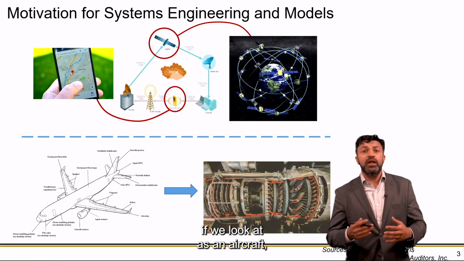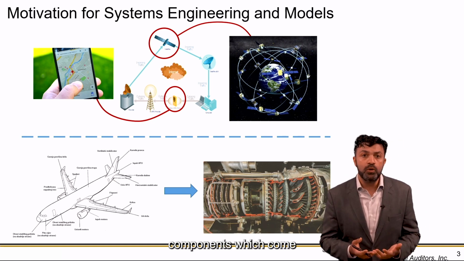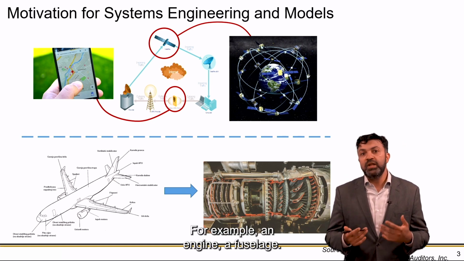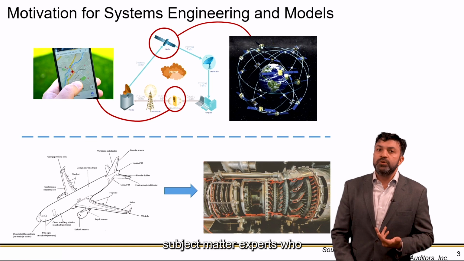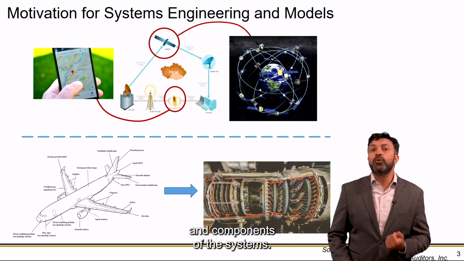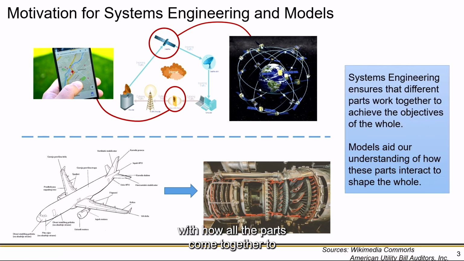Similarly, if you look at an aircraft as an example and look inside, we can quickly identify the various parts and components which come together to form the system, for example, an engine, a fuselage, and wings, etc. Now there are going to be subject matter experts who focus on engineering the various parts and components of a system. What systems engineering does is it specializes in and concerns itself with how all the parts come together to meet the objectives of the whole, from beginning to the end of its life cycle. As systems can quickly become complex, engineers realize that models can aid the understanding of how parts interact to shape the whole, and that's the reason behind model-based systems engineering.